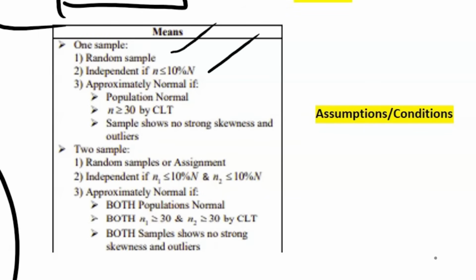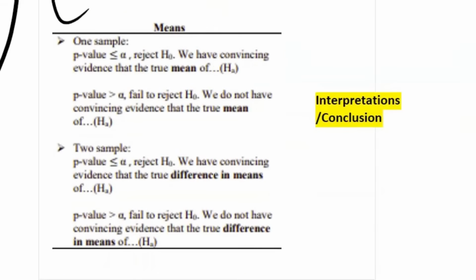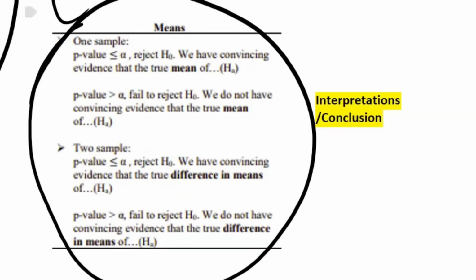Next, let's move on to assumptions and conditions. Random sample like before, 10% condition like before, and then the same thing with having to satisfy one of these 3 to show that it's approximately normal. Same thing for 2 sample, gotta do it for both samples. And then the last thing here is our interpretation or conclusion. Again, really have this down, okay? Do lots of practice problems so you really get into the flow.